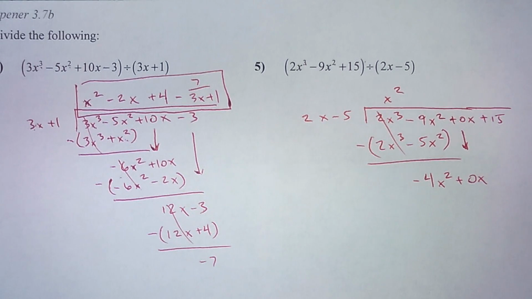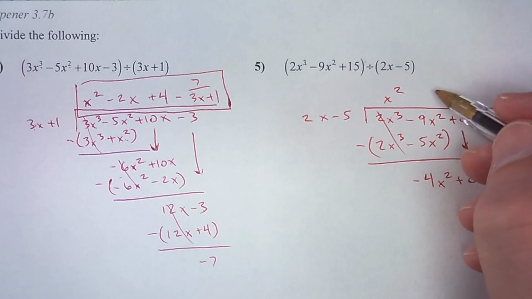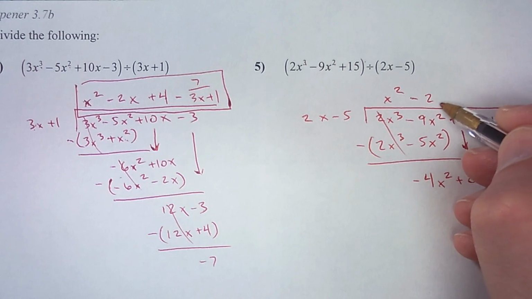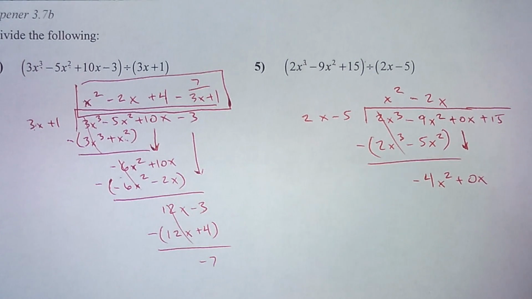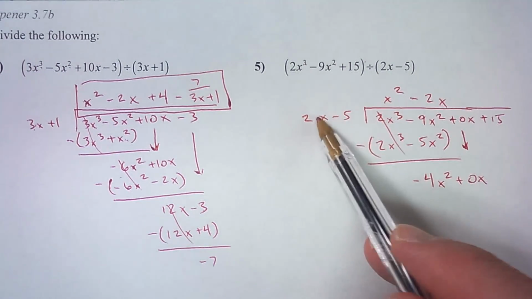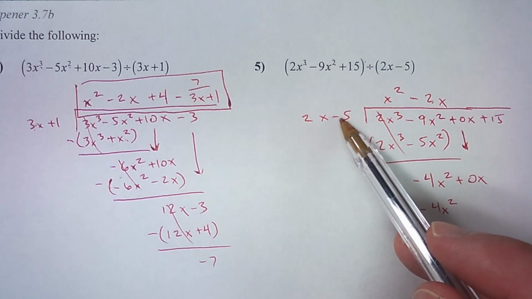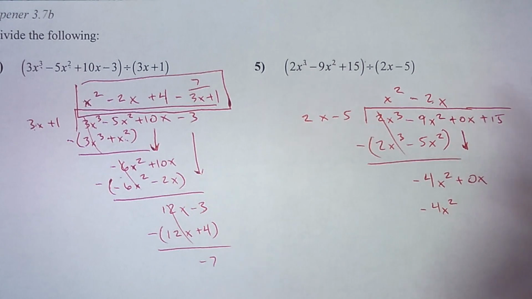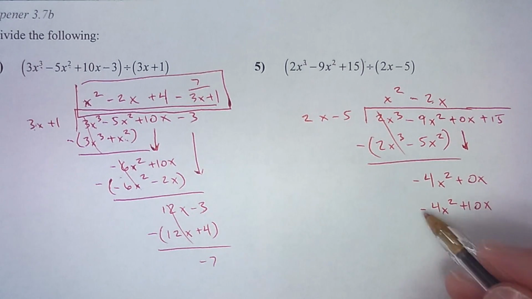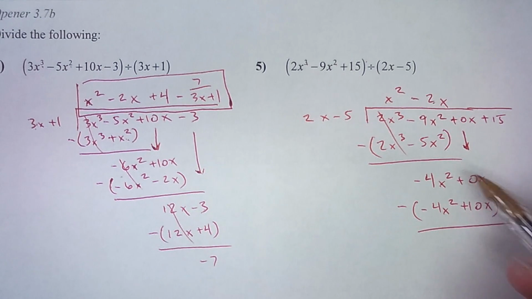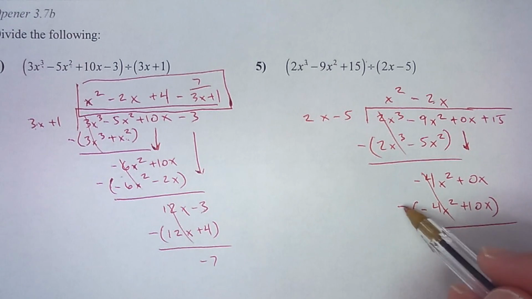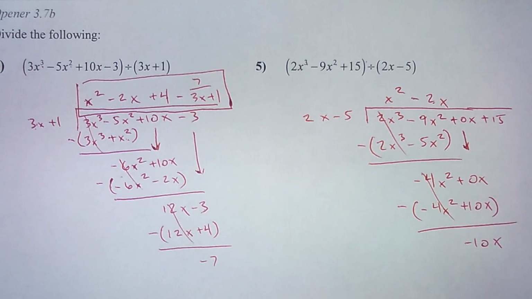And we'll do it all again. Divide, distribute, subtract. 2x going into negative 4x squared. So negative 4x squared divided by 2x is negative 2x. That's divide. Now distribute. Negative 2x times 2x is negative 4x squared. Negative 2x times negative 5 is 10x. And subtract. Negative 4x squared minus negative 4x squared cancels. 0x minus 10x is negative 10x.